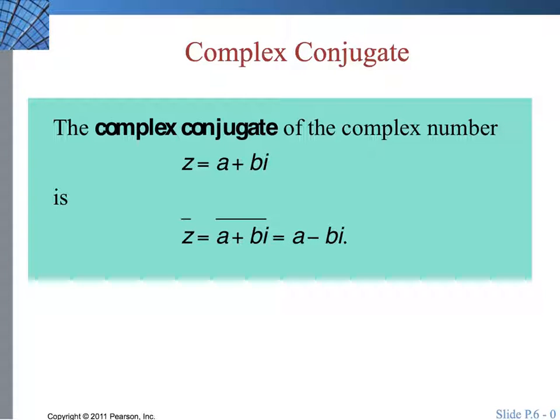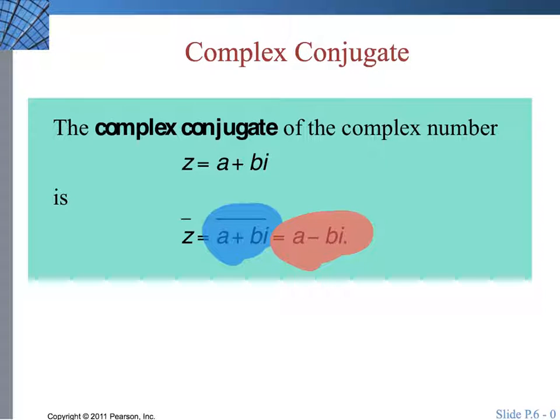All right, so get into this word conjugate. This is a complex conjugate. The notation for a complex conjugate is this bar above it. That's new notation most likely, something you haven't seen before. And so this is saying that the conjugate of a plus bi is a minus bi.